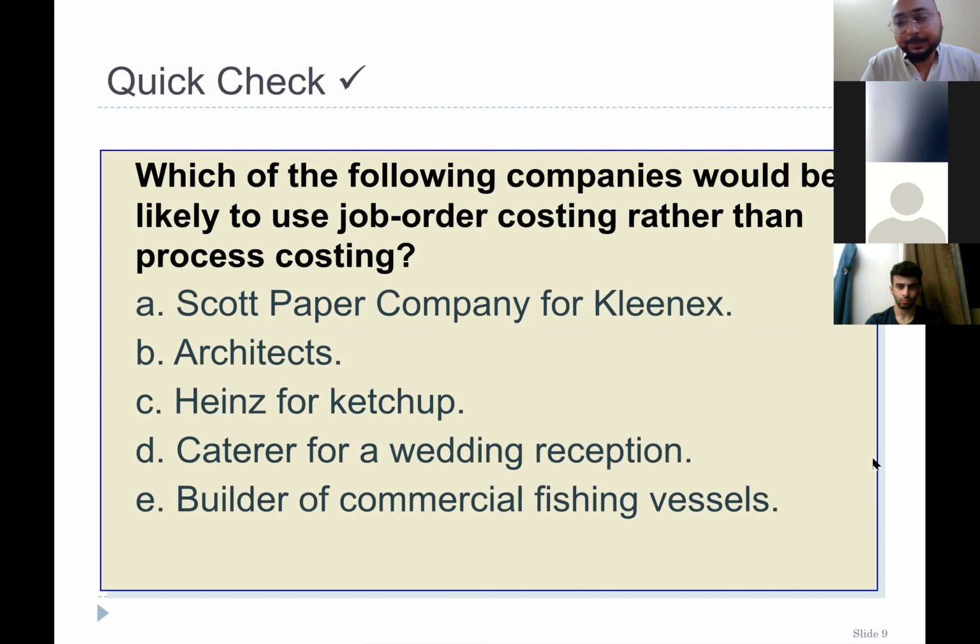Heinz for ketchup. Subhan, Ali, I think it would be job order costing. Yeah, I think so. Only for ketchup. Process costing. They are just making ketchup. That's it, the ketchup unit. We have Heinz sauces, chocolate, liquid chocolates, and other brands as well. But only for ketchup, they are applying process costing.